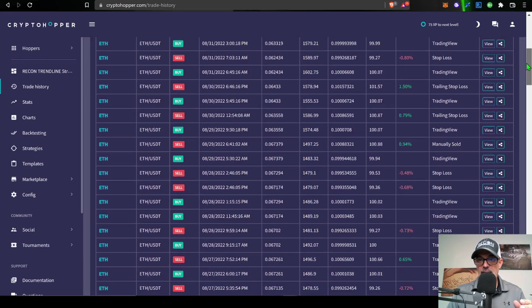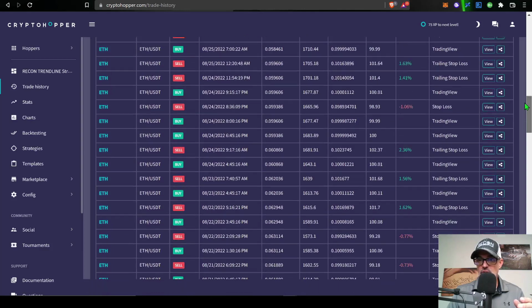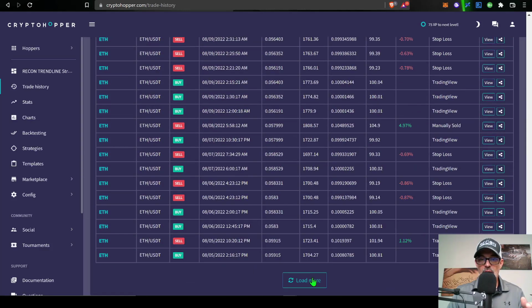If we scroll back down to the beginning of when I deployed this CryptoHopper bot, and click on load more, there's nothing more to load. So we're back here at the beginning of when I deployed the bot. You can see right out the gate, we get a TradingView alert and the bot captured profit based on a trailing stop loss. I believe my profit target for this particular bot was 1.4% and my stop loss was 0.7%. So I had basically a 1 to 2 risk versus reward ratio, so I only have to be right just over 33% of the time for this bot to be profitable.